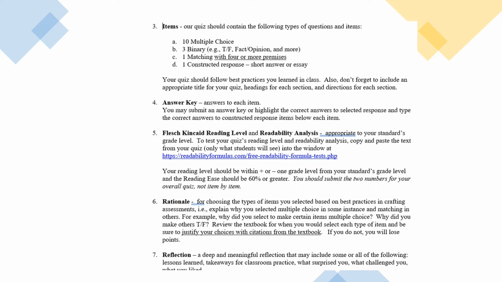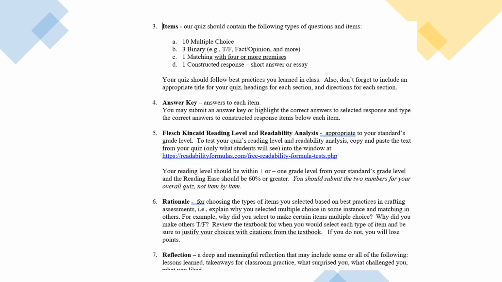You need to have 10 multiple choice items, 3 binary items. Recall that binary are items that have 2 answers, so true, false, fact, opinion would be binary. 1 matching with 4 or more premises. This means that you must have at least 4 items in the left column of the matching. And 1 constructed response. That can be a short answer or an essay.